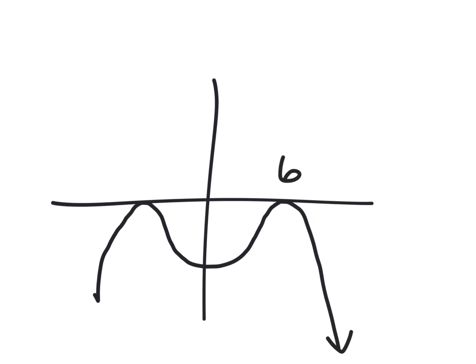All right, let's try one more like that. See if you can pull this off. This time it's going to bounce twice. Boing. Boing. At 6 and negative 5 is where it's bouncing.